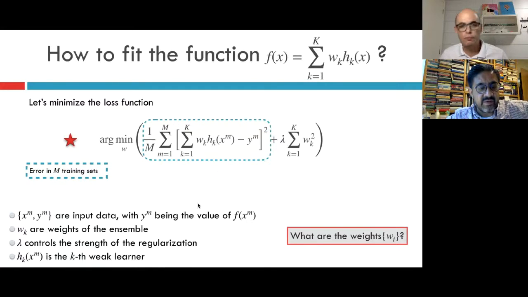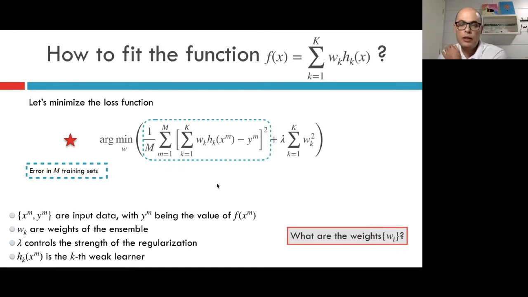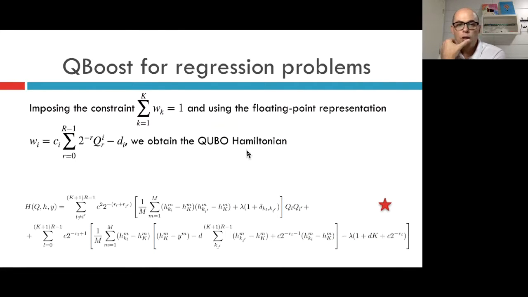So that's our idea, and this term here is the regularization term. It's used to avoid overfitting. So our task here is to develop a quantum version of the boosting machine learning, that we mean QBoost, for regression problems. We also invoke the condition that the sum of the weights is equal to 1, and again we use the floating point representation, and we obtain this very complicated Hamiltonian, in which Q_l and Q_l' are operators.